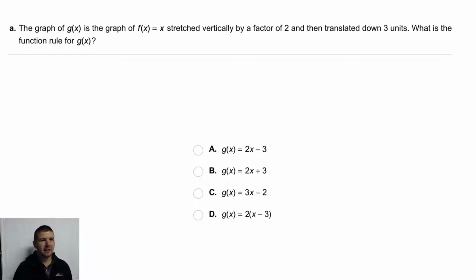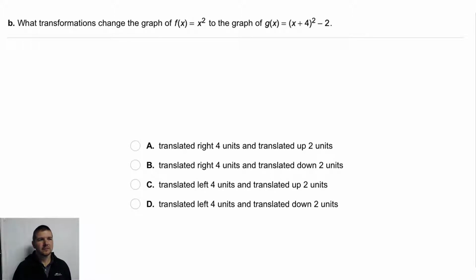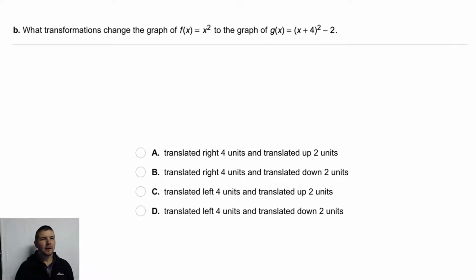Your turn, part A. The graph of g of x is the graph of f of x equals x stretched vertically by a factor of 2 and then translated down 3 units. What is the function rule for g of x? Part B, what transformations change the graph of f of x equals x squared to the graph of g of x equals the quantity x plus 4 squared minus 2?